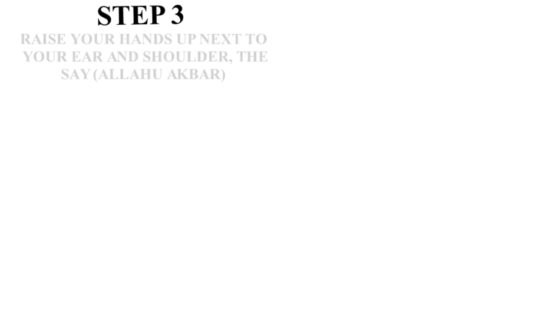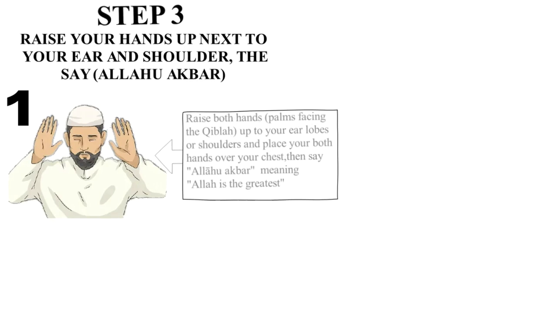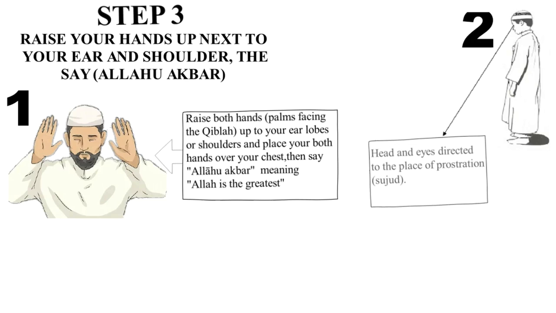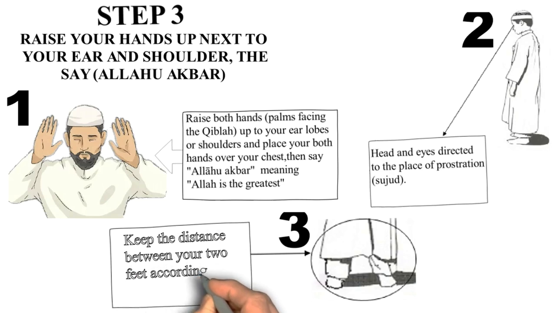Step 3. Raise your hands up next to your ear and shoulder, then say, Allahu Akbar. Raise both hands, palms facing the Qibla, up to your earlobes or shoulders and place both hands over your chest, then say Allahu Akbar, meaning Allah is the greatest. Head and eyes directed to the place of prostration, sujud. Keep the distance between your 2 feet according to your need.